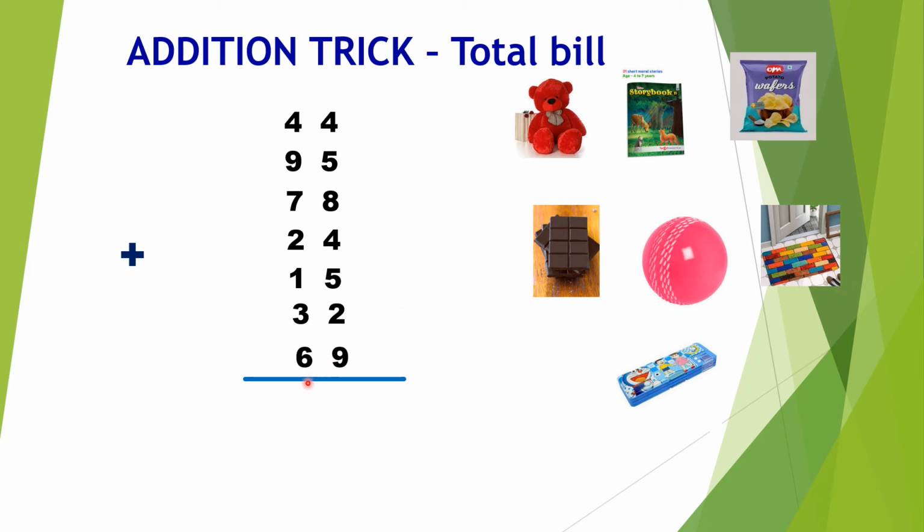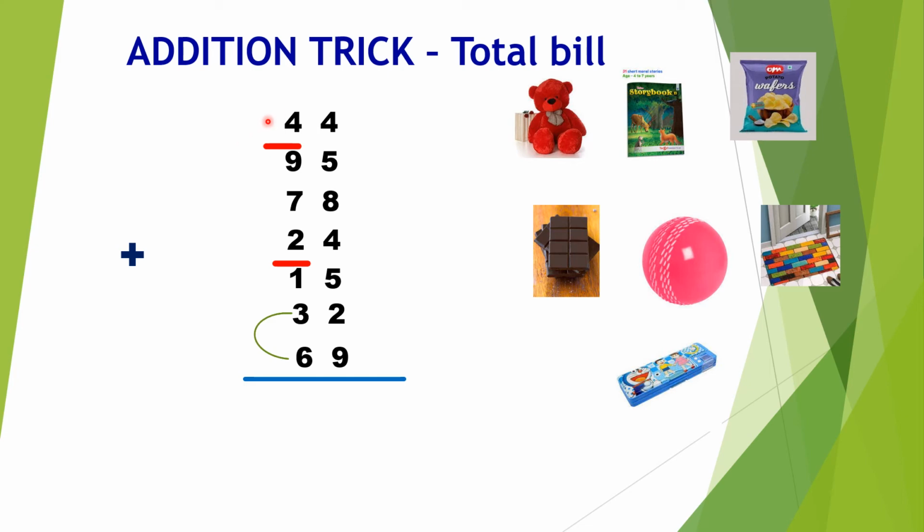So we'll start from the bottom, from the tens place onwards. 6 plus 3 we will start. 6 plus 3 is 9. 9 plus 1 is 10. So 10 means 1 bar. Keep 0 in your mind. 0 plus 2, 2. 2 plus 7, 9. 9 plus 9 is 18. 18 means 1 bar. Keep 8 in your mind.